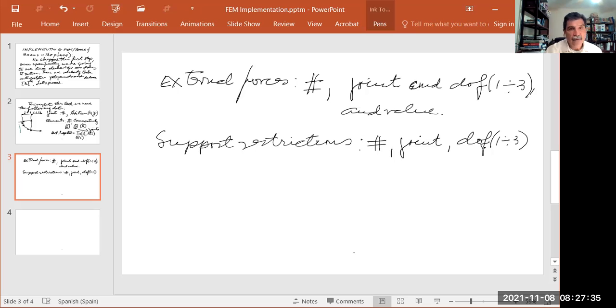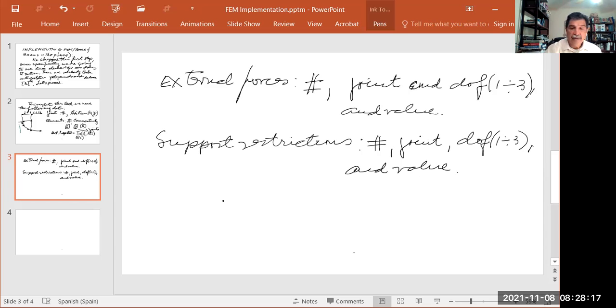Okay. There are several ways to include this. And of course, it's similar to this one, the value. Okay. In general, we would think that the support restriction is 0, right? But there are some examples where somebody expresses a certain value for the displacement. And then you have to calculate the force you need to apply in order to get that deflection. So this value could be 0 or could be something different.